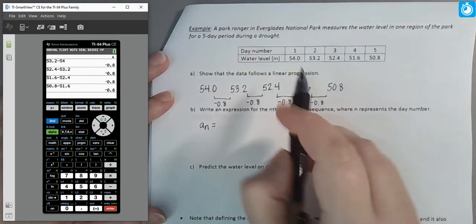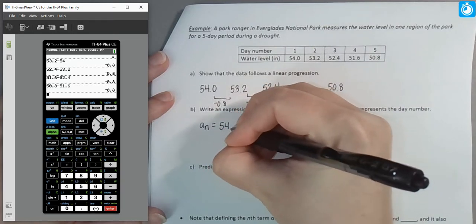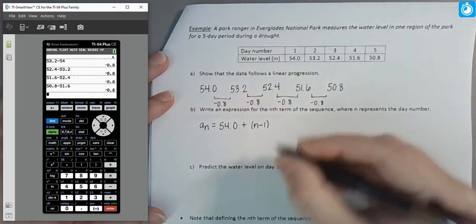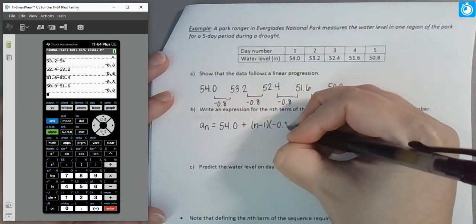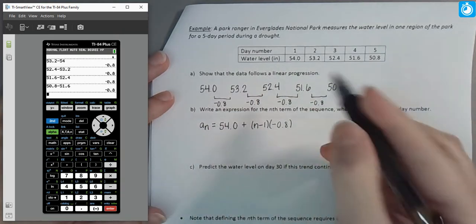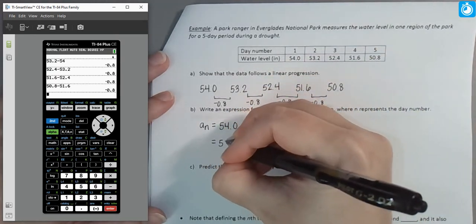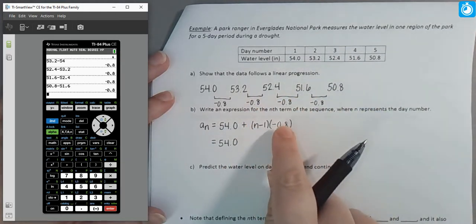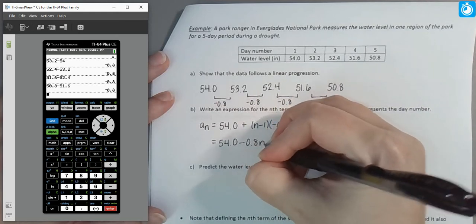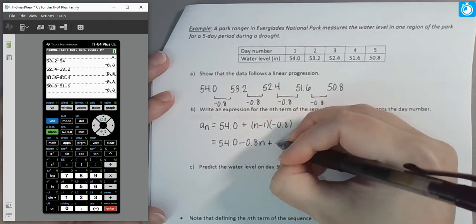So our formula is going to take the starting value, a sub 1, the value that our sequence starts at, so 54.0, and we're going to add on n minus 1 times our common difference, which in this case is negative 0.8. So let's clean that up a little bit. So again, distribute negative 0.8. So that's going to be 54.0. Negative 0.8 times n is negative 0.8n, so we're subtracting. And then negative 0.8 times negative 1, that turns positive.